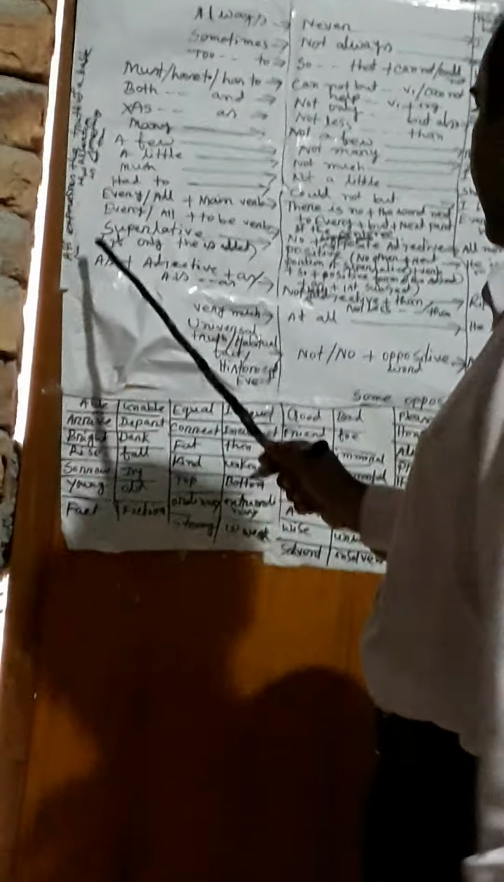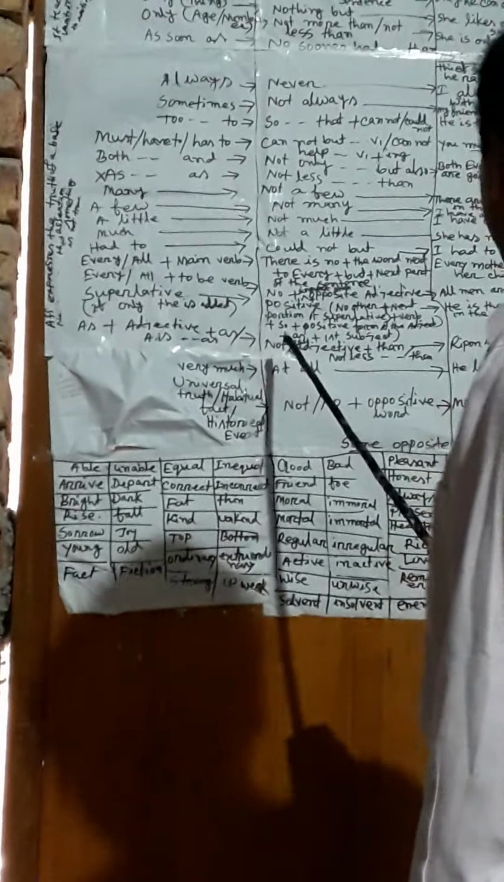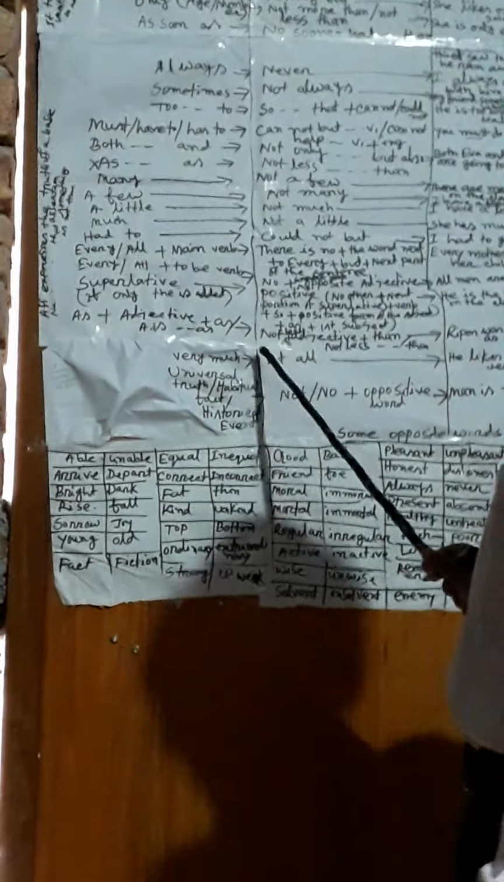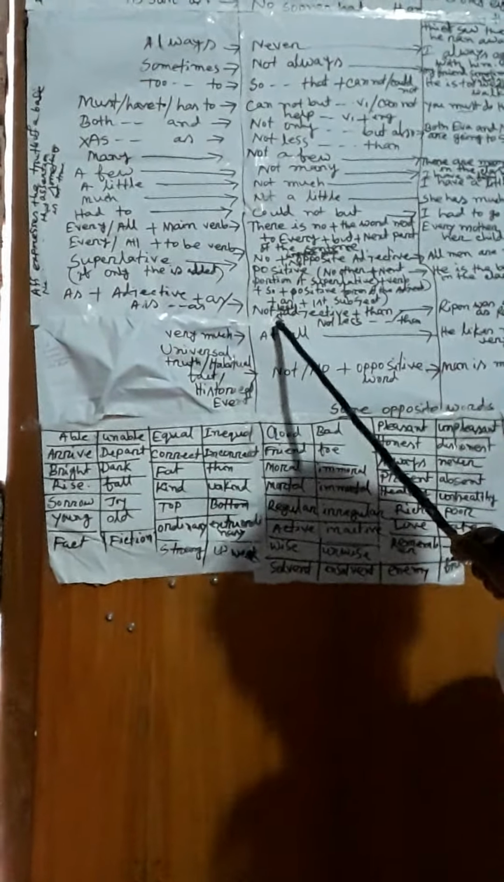If you find as plus adjective plus as, or as dotted as, then you have to use not less plus adjective plus than, or not less dotted than.